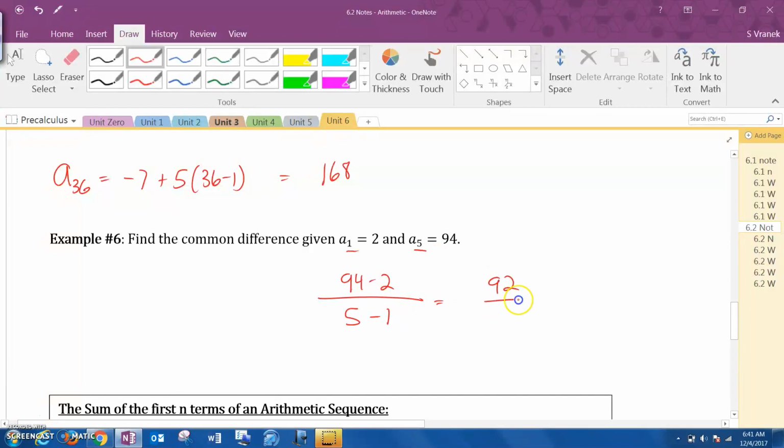So we get 92 divided by 4, because that's how much it went up by, and that's how many terms it went up by. So we have an average: how much did it go up by per term? That'll give us our common difference. And so we get that our common difference is 23.